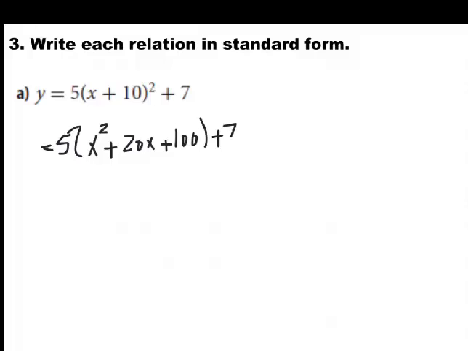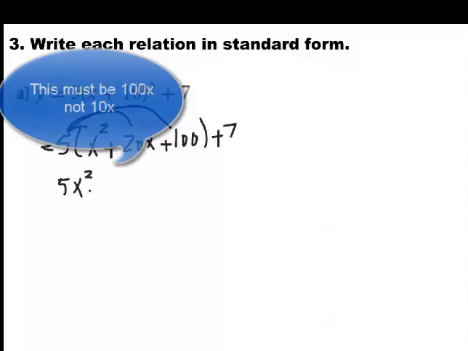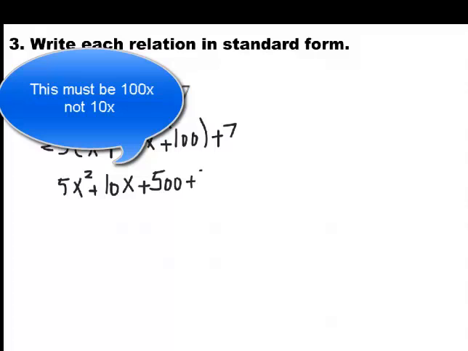Now I multiply 5 inside the bracket, I get 5x squared plus 10x plus 500 plus 7. When I simplify, 5x squared has no like terms here, 10x the same way, and then 500 plus 7 gives me 507.